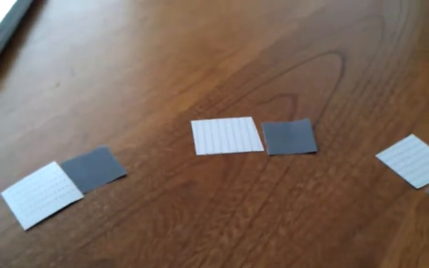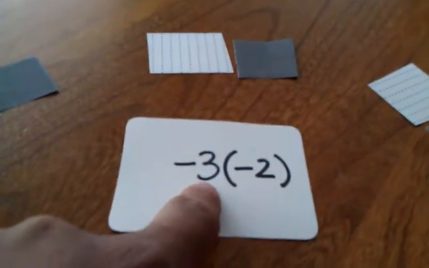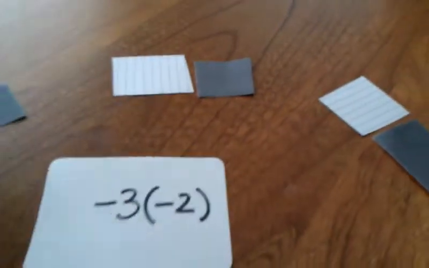Now, our next problem will be negative 3 times negative 2. So that means with the negative 3, we're going to take 3 groups of how many? Negative 2. So here's one group of negative 2.